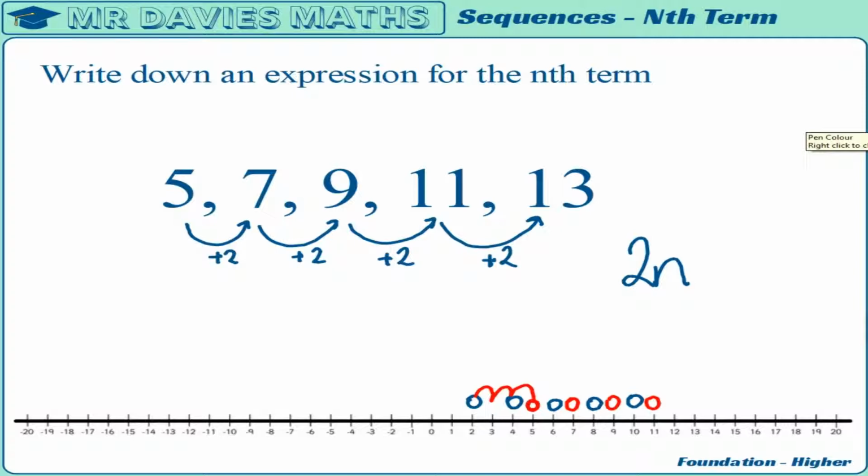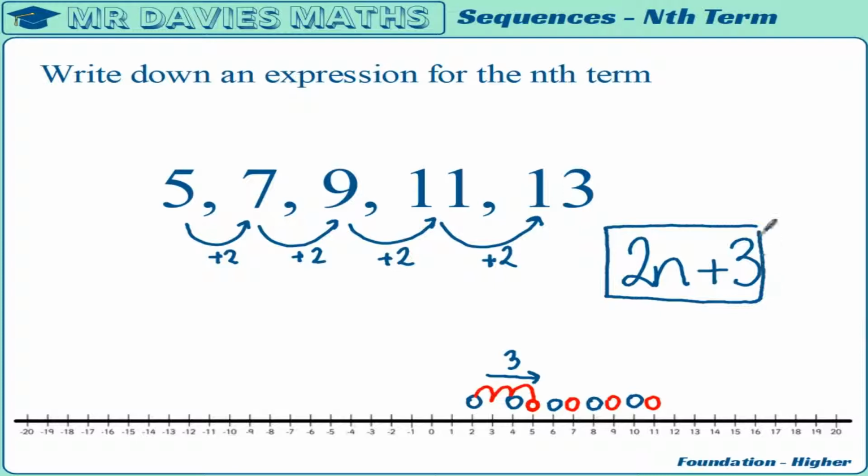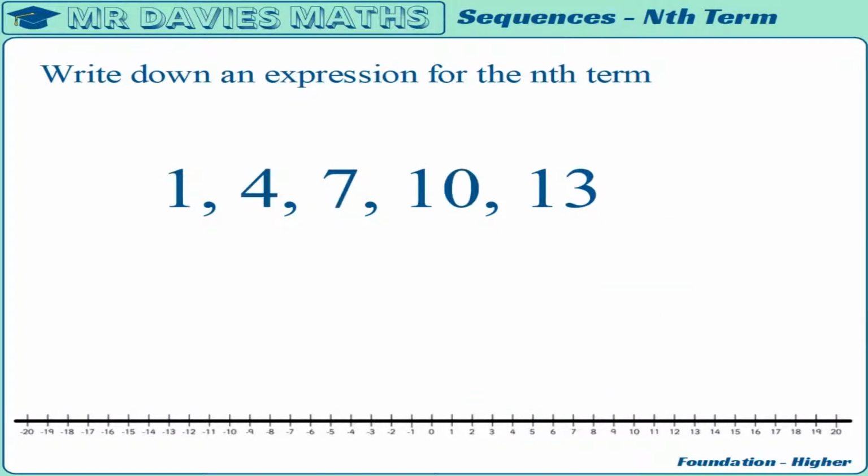So rather than start at number 2, it's jumped 3 spaces in the positive direction. Every number is jumped 3 spaces to the right. So we're going to say it's the 2 times table, because it's going up in 2s, but moved over in the positive direction 3 spaces. And that is the nth term for this sequence. What about this one then?